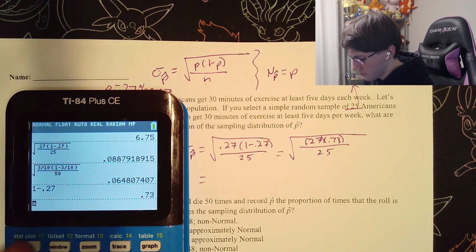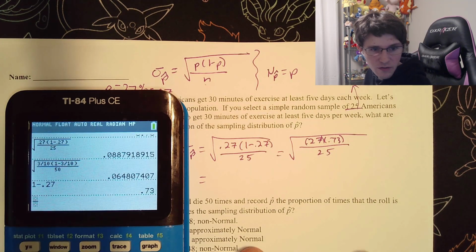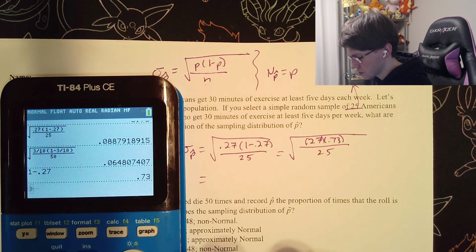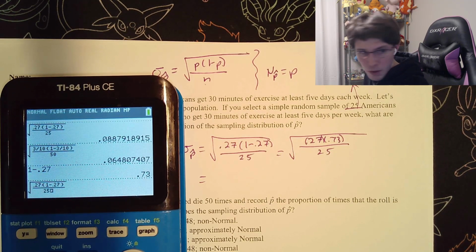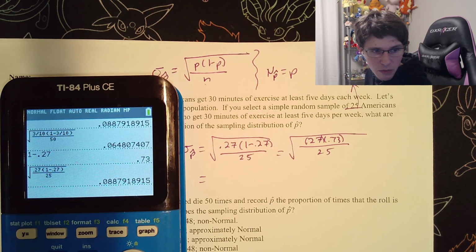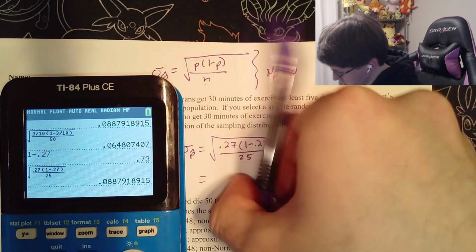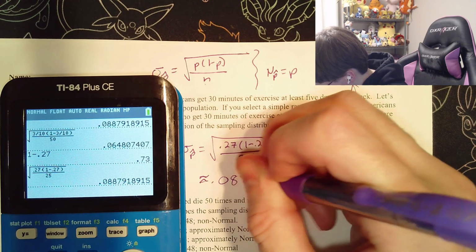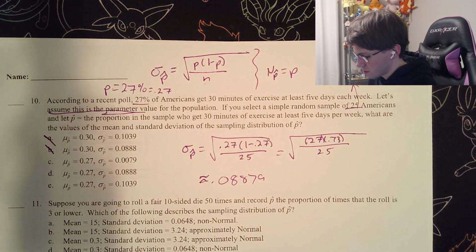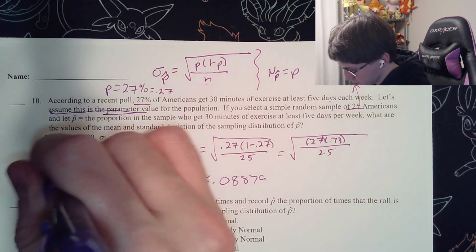Regardless, alpha y equals, enter, to get that fraction going. And I already screwed up because you're supposed to do a square root first. So square root first and then alpha y equals, enter. And then we have 0.27 multiplied by 1 minus 0.27, and again, you could have used 0.73 there, all over 25. And it turns out we get 0.0887, so approximately 0.0887, which appears to be letter D.